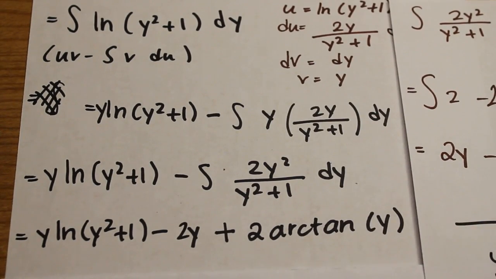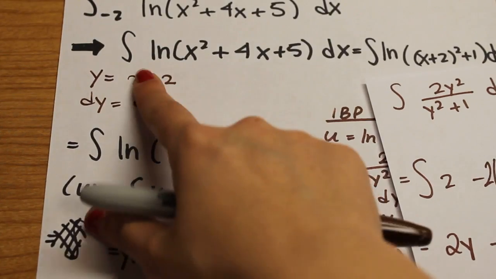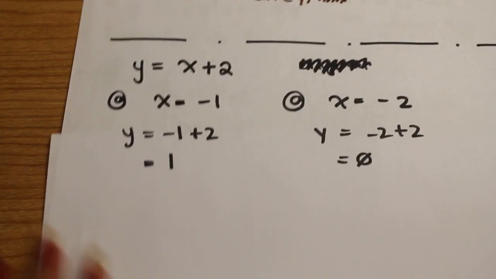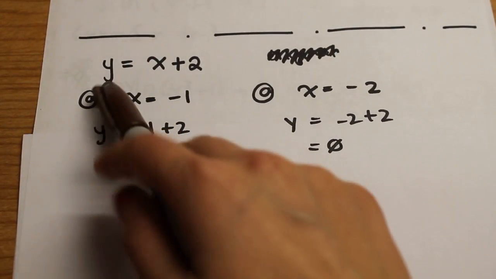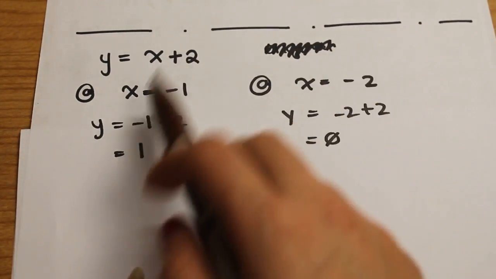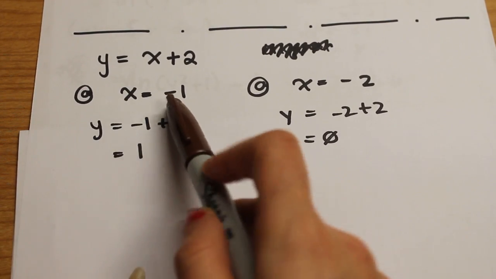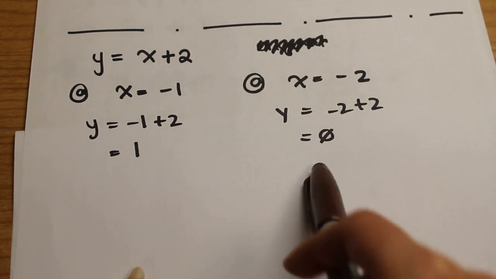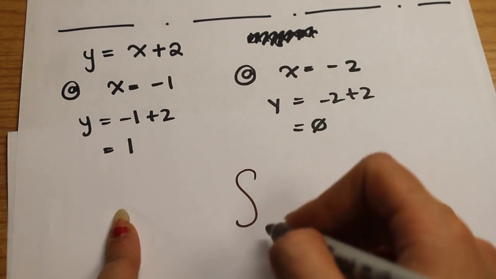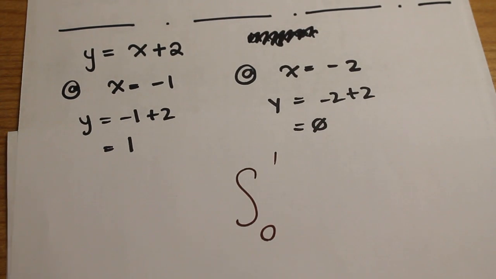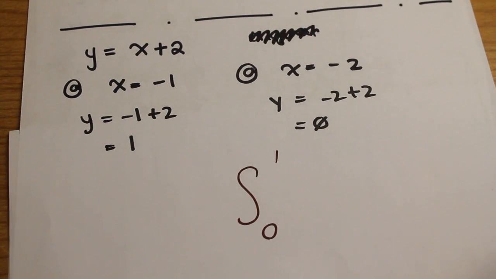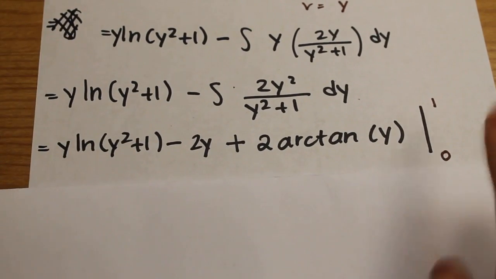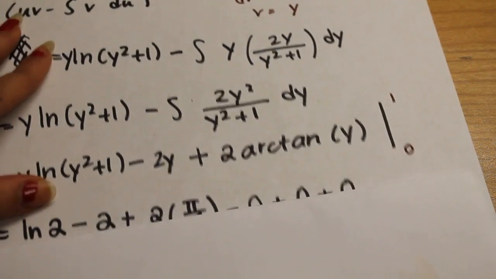Now, we had bounds at the beginning of this question, and I removed them, so I'm just going to put them back in. Because we set y equal to x plus 2, at x equal to -1, we get y equal to 1, and at x equal to -2, we get y equal to 0. So our bounds are now 0 to 1, which I personally like much better than -2 to -1. We're going to put those bounds in right there, and then just plug them in.